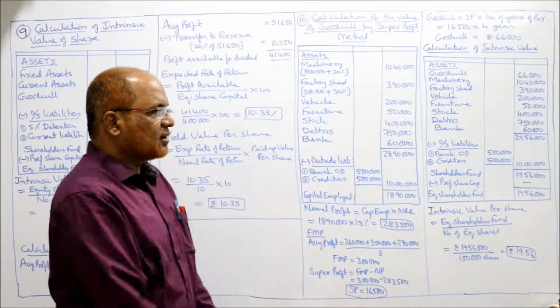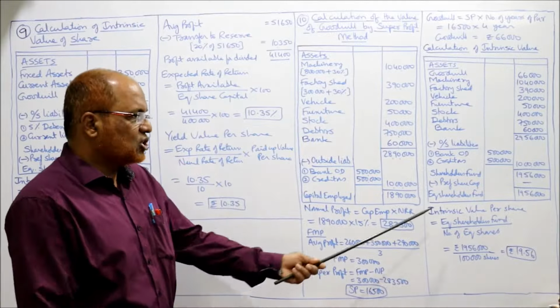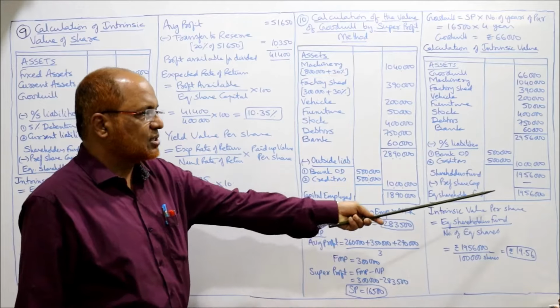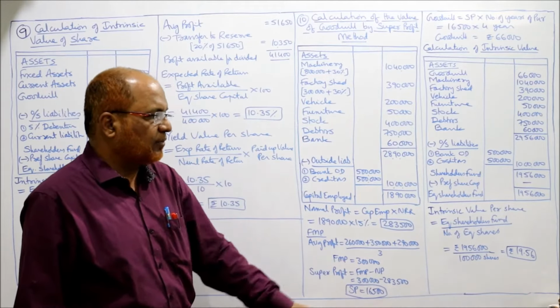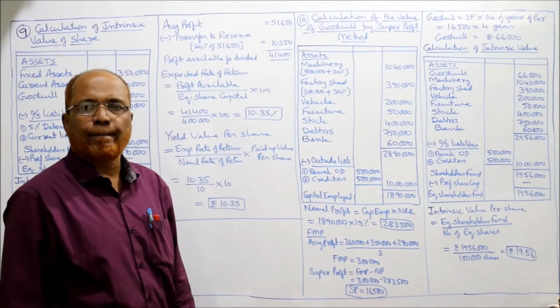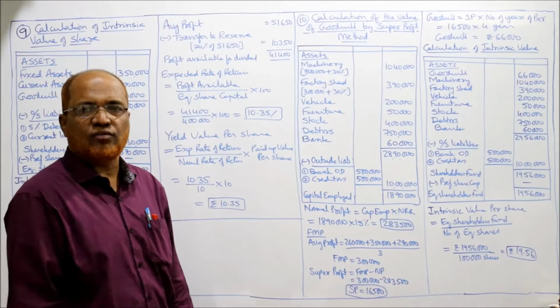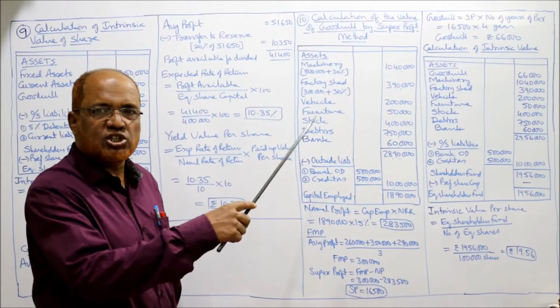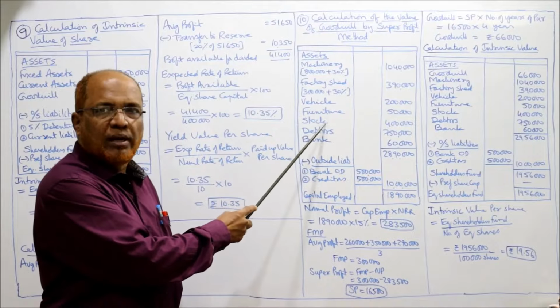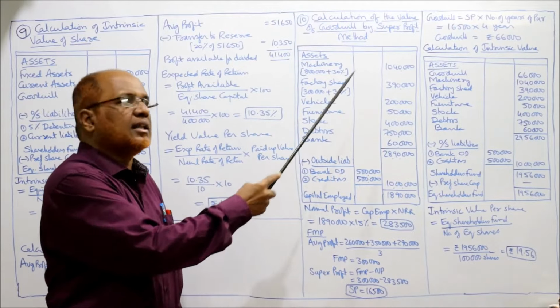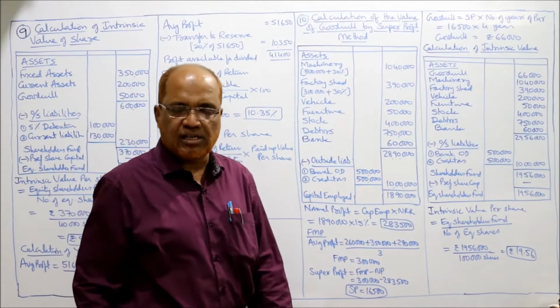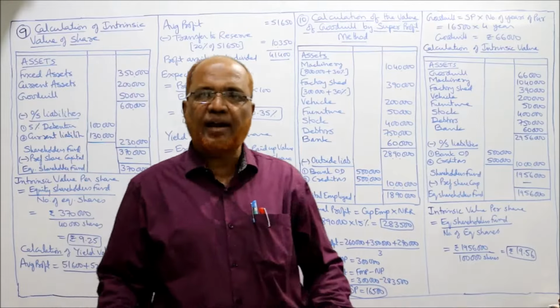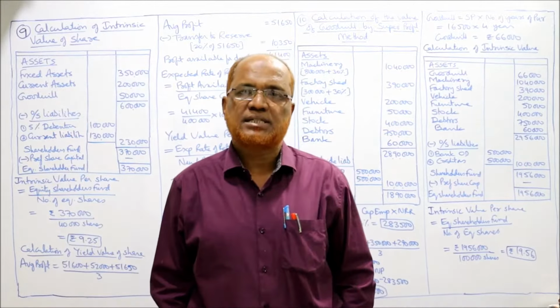Now intrinsic value per share is equity shareholders' fund divided by number of equity shares. So 19,56,000 divided by 1,00,000 is 19.56. This is the intrinsic value of the share. The main complication in this problem is that we have to find out the value of goodwill according to the super profit method. Then we have to calculate the intrinsic value of share. So this is the end of problem number 10.